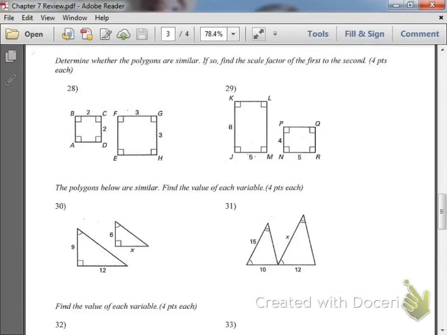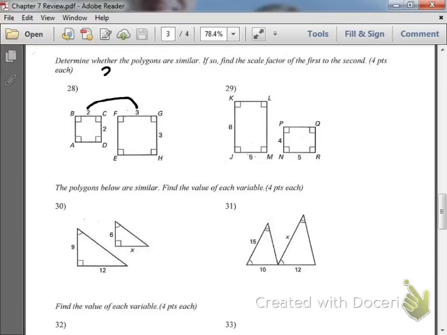So we are supposed to determine whether the polygons are similar. If so, find the scale factor. If they're similar, their sides are going to be proportional. So we're going to set up proportions with all the sides we know and see if they reduce to give us the same thing. So when I set these up, what do I get?